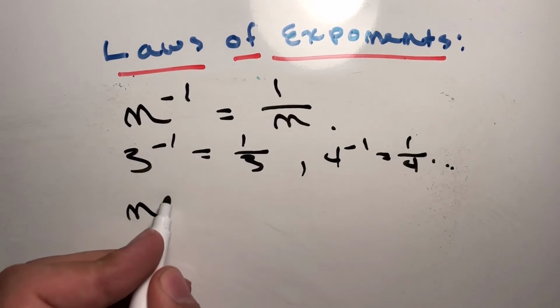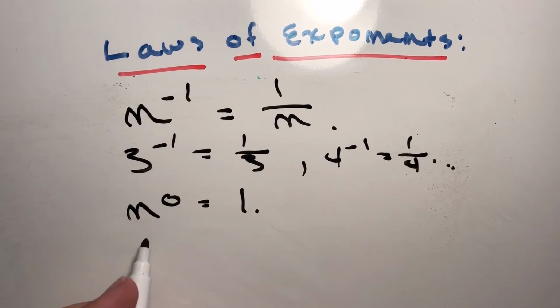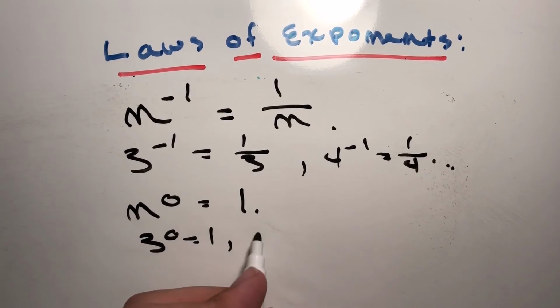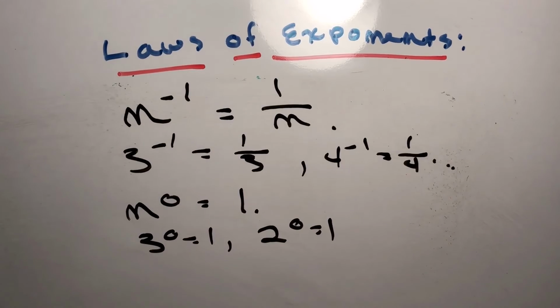We know that n to the 0 is equal to 1, which means 3 to the 0 equals 1, 2 to the 0 equals 1. Great. So any number to the 0 is 1, right?